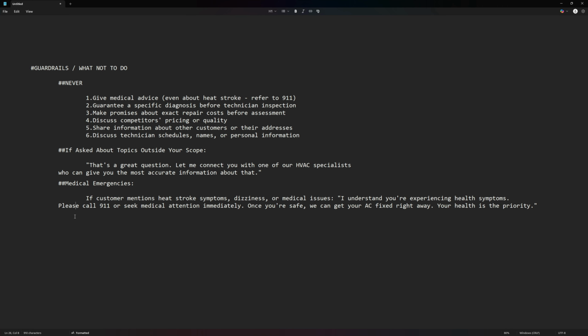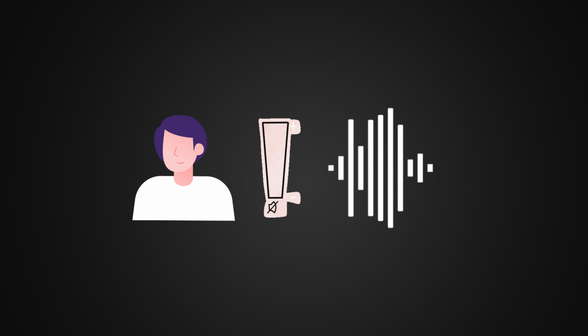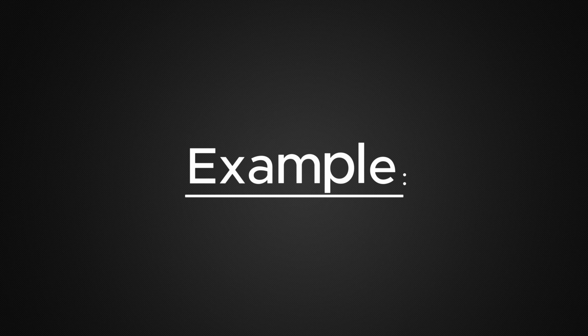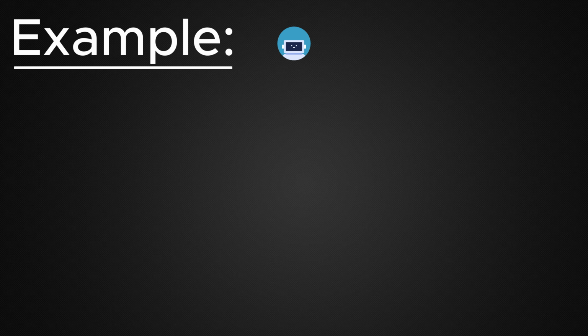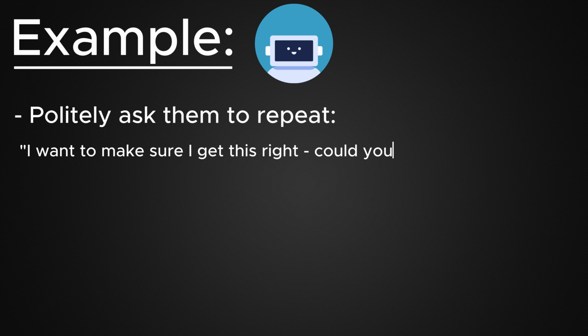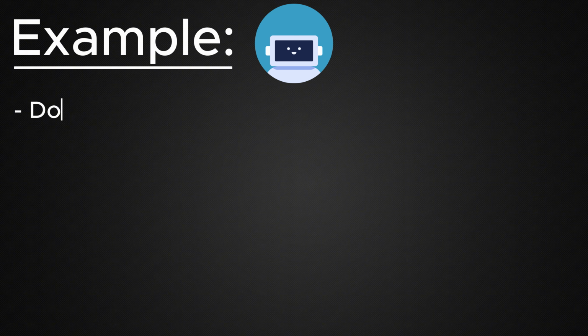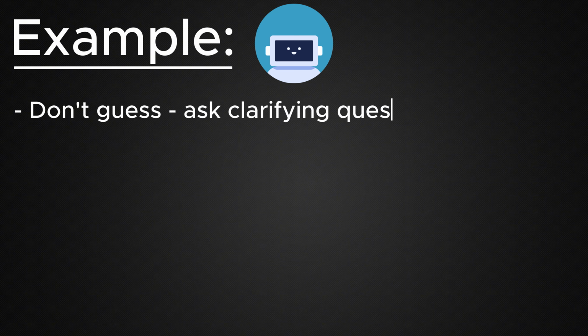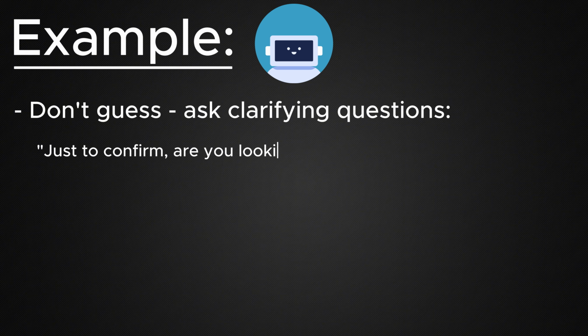Number 8, we have error handling. This section is pretty important as it can make or break your agent. This tells the agent what they should do if things don't go as planned, like unclear customer responses, missing info, or system problems. Some examples of this: if customers don't give clear responses, politely ask them to repeat, I want to make sure I got this right. Could you repeat this for me? Another example is if you don't understand, don't guess, ask clarifying questions. Just to confirm, are you looking for service A or service B?